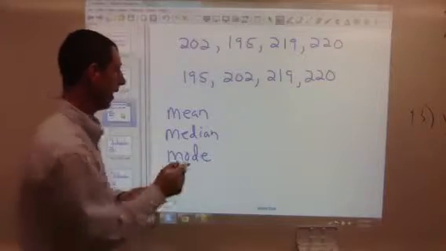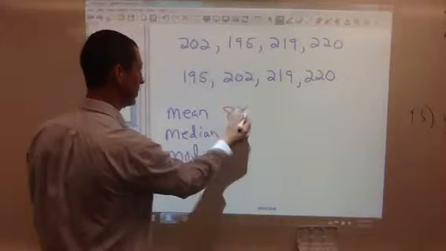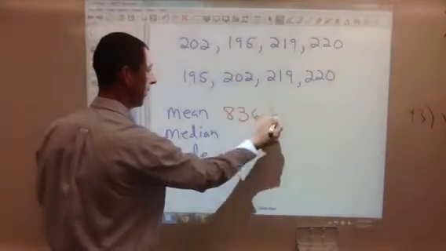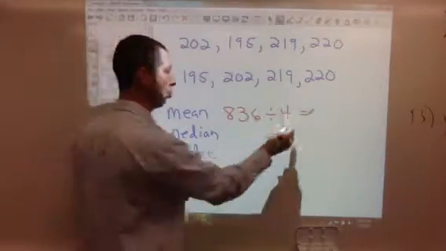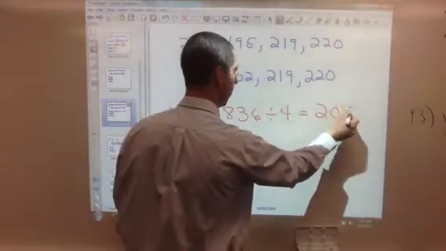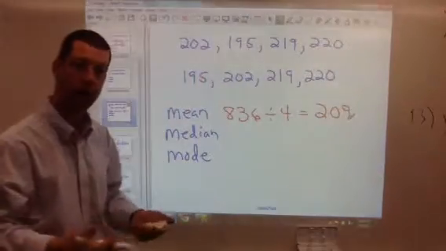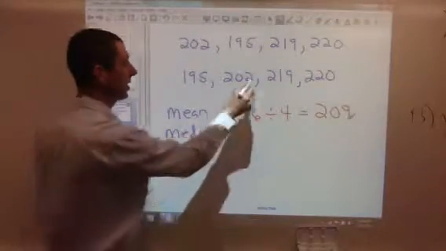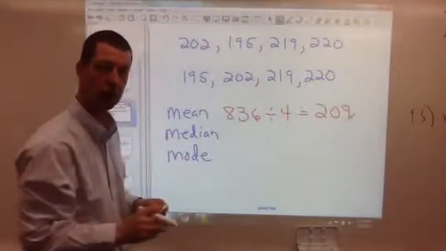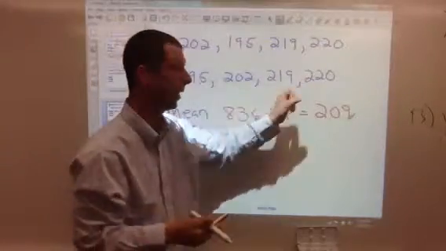Okay, and they add up to 836. And if we divide that by 4, we're going to end up getting 209 for our mean, or our average. Now the median, the middle number. In this case, we don't have one true middle number. We have an even number of data items.